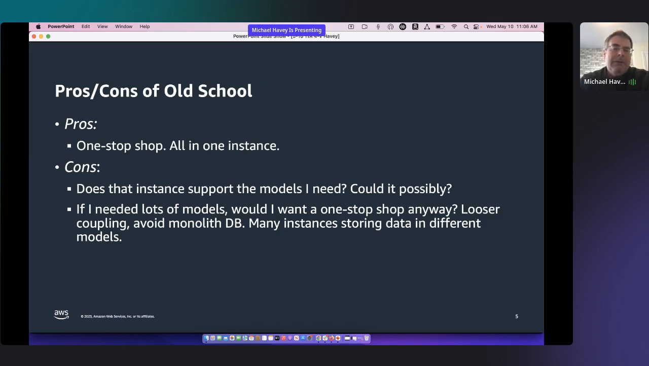And if it didn't have everything I wanted, would I really want to expand the existing instance to just tack on additional model types? In fact, if I needed lots of models, if I wanted to build a really ambitious solution, would I want to use a one-stop shop anyway? I might actually consider rather a looser coupling, a non-monolithic approach where I actually use multiple database services and string them together.